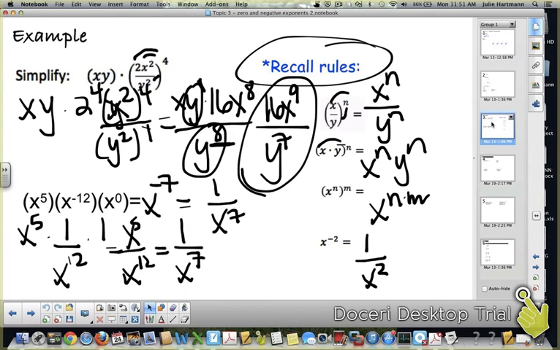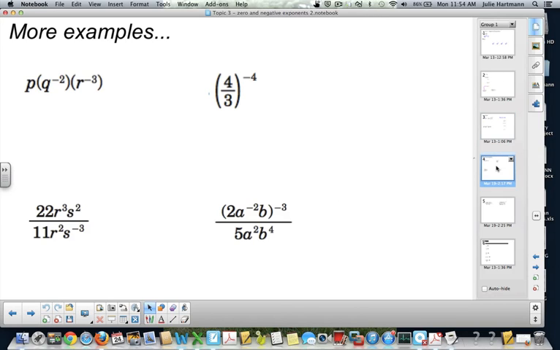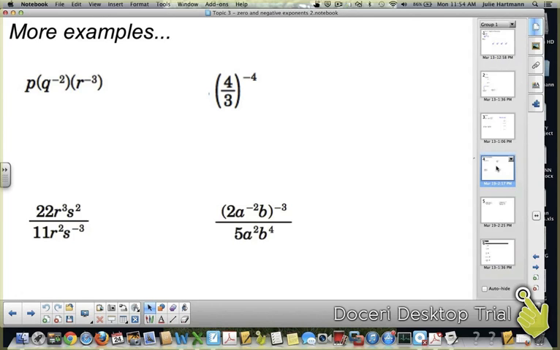Okay, I think the next slide is doing some more examples. So, yep, more examples. Okay, so p times q to the negative 2 times r to the negative 3. So you have p, q to the negative 2 is 1 over q squared, and r to the negative 3 is 1 over r to the 3rd.